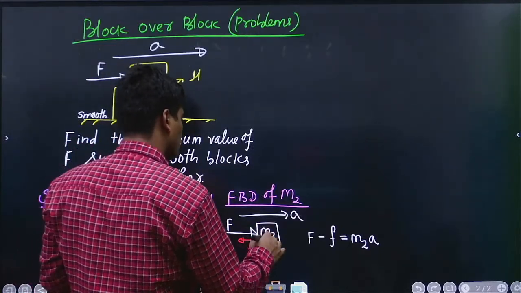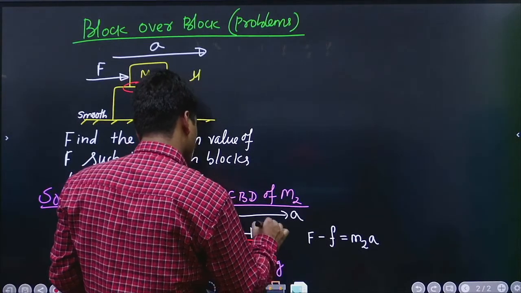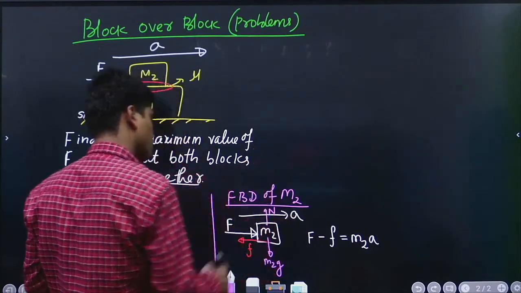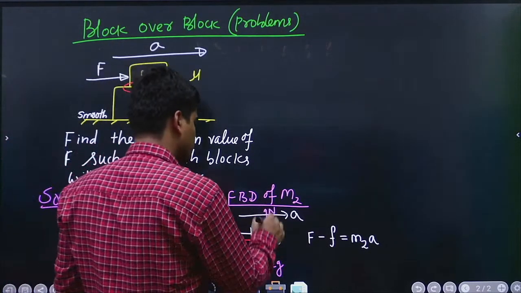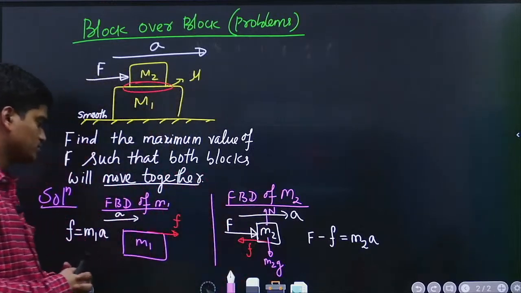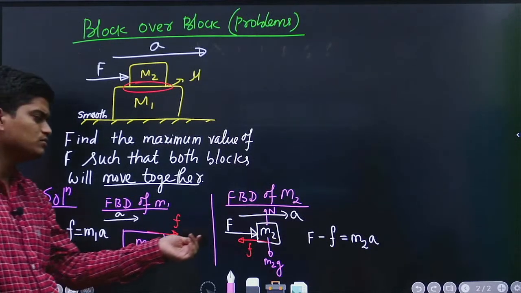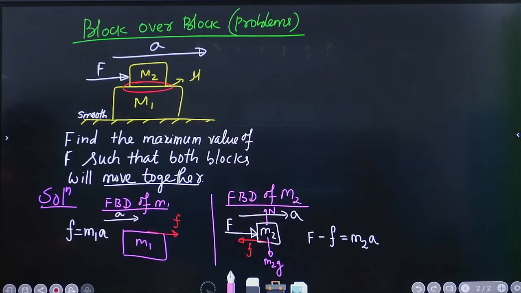Now for M2, the M2G will be downward. Yes or no? And N will be upward. Yes or no? Now how much frictional force will come here? The frictional force will be M2 into G into mu. Yes or no? Okay.